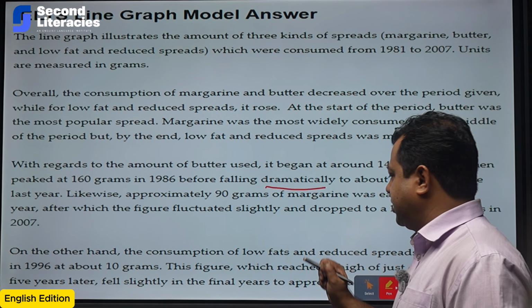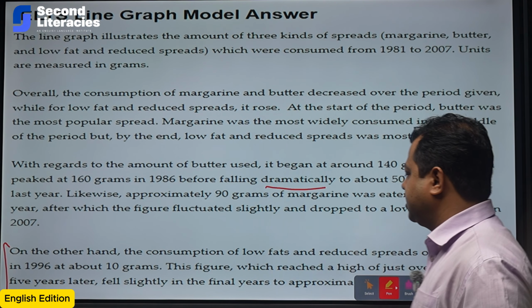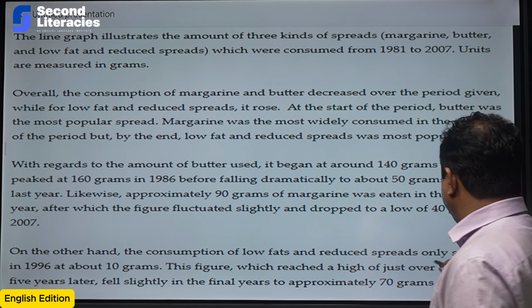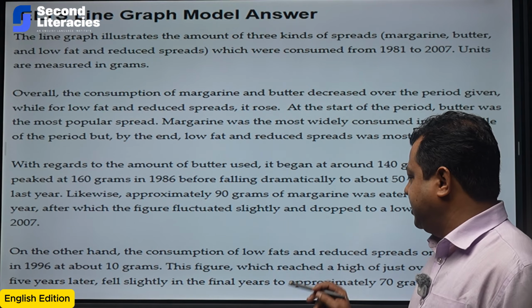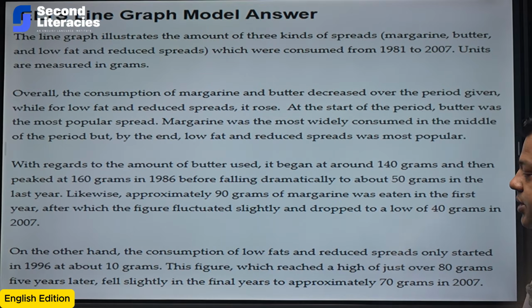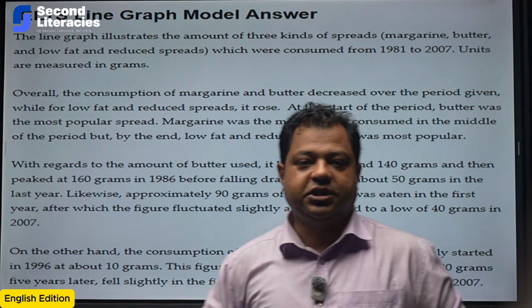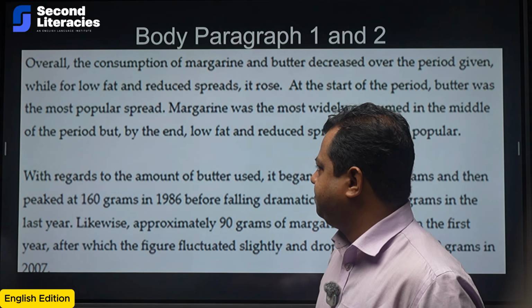On the other hand, this is the final paragraph. The consumption of low-fat and reduced spreads only started in 1996, at about 10 grams. This figure, which reached a high of just over 80 grams 5 years later, fell slightly in the final years to approximately 70 grams in 2007. This is all about a good writing demo to get an IELTS score.